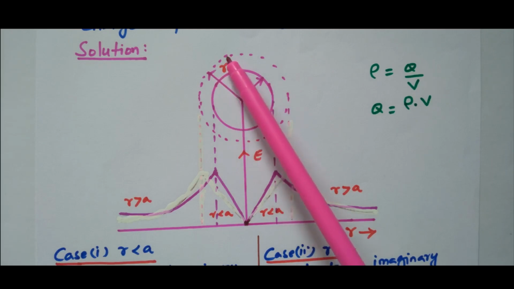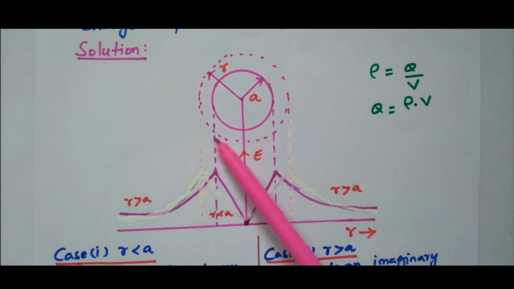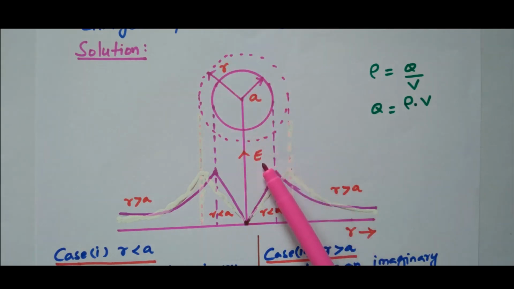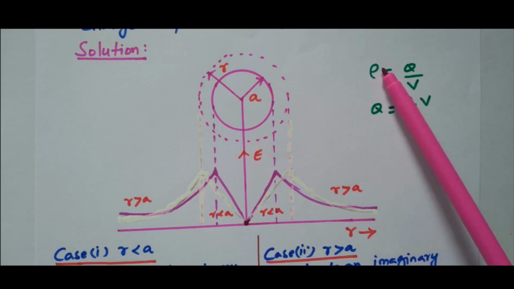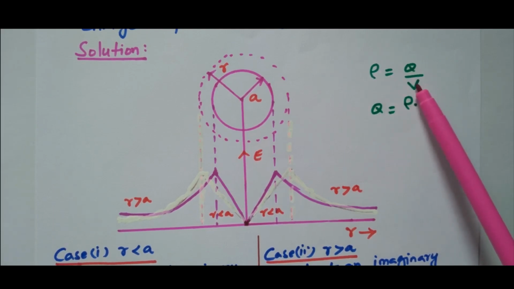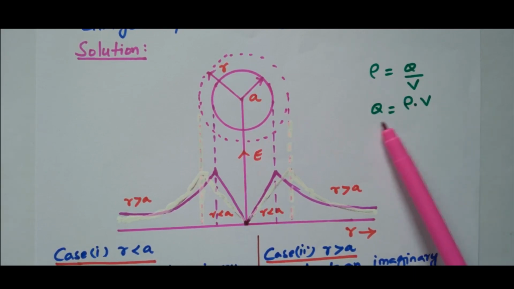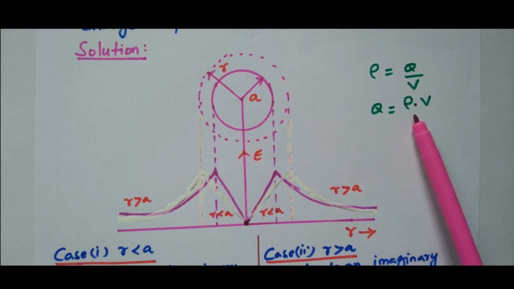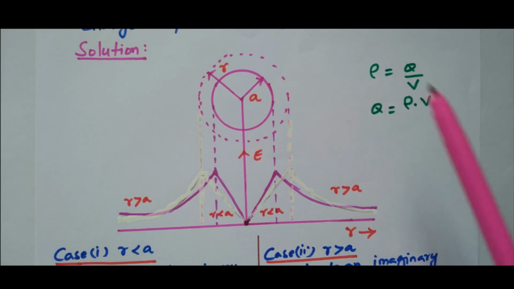This is the imaginary radius. We consider one Gaussian spherical surface with the radius small r. Our aim is to find the variation between this electric field intensity and radius r. When the imaginary radius r increases, what will happen to the electric field intensity? Right? So before that, we'll see what is rho. Volume charge density is nothing but Q divided by V. Cross multiply this, Q equal to rho into V. Charge equals volume charge density multiplied by volume, right? So Q can be represented as rho into V based on this formula.